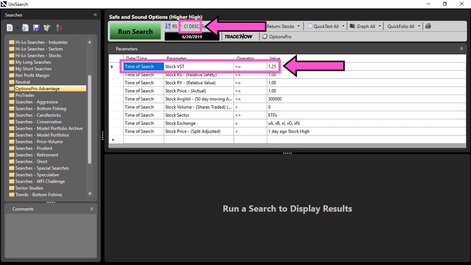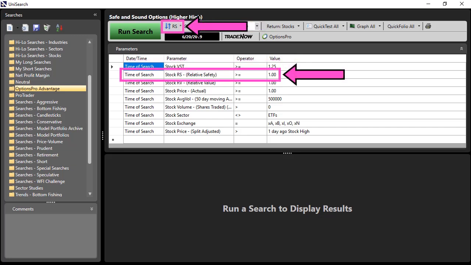First, let's look at how it helps ensure the stocks are currently in an uptrend. Without getting into all the details of these indicators and how they are calculated, just know that this search looks for a high VST and uses our comfort index or CI indicator as a way to sort the stocks. This will help find stocks in uptrends and that are resistant to price declines.